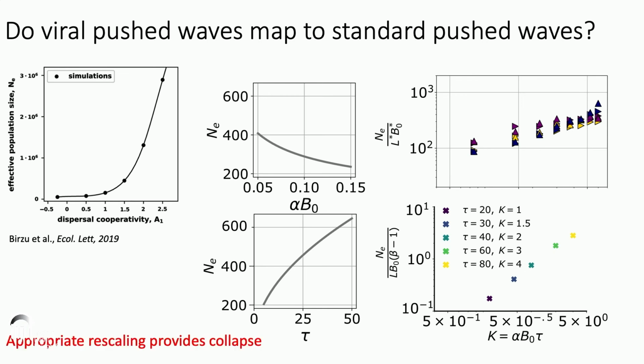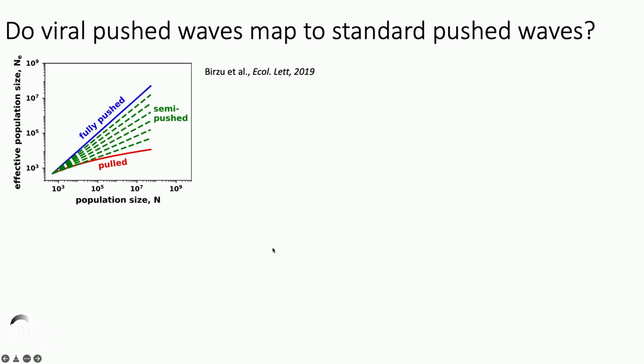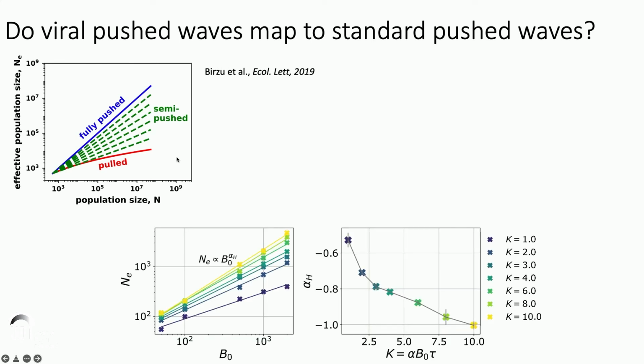And then just really briefly, the other aspect that is known between pulled and push waves is how the effective population size scales with carrying capacity in the population. Importantly, when the wave is fully pushed, the effective population size is proportional to the carrying capacity. When it's semi-pushed, you get an exponent that is less than 1, and when it's pulled, you get a logarithmic correction. So we checked this for our case, in particular as a function of B naught, which is the best proxy that we have for carrying capacity. And we do find the same behavior. Sorry, so this is minus alpha, but it's the same.